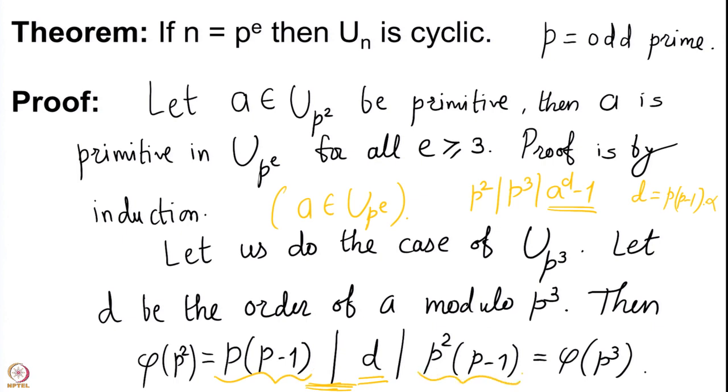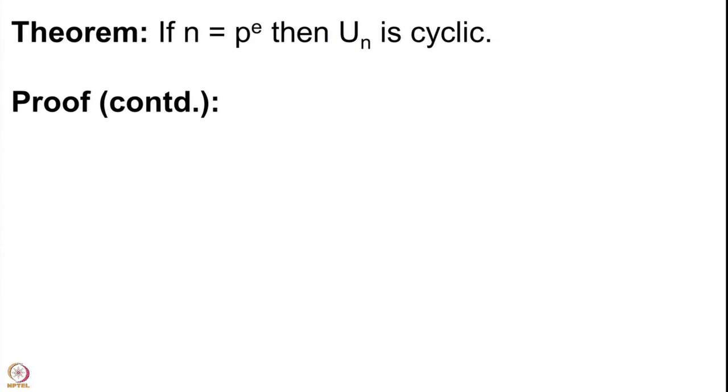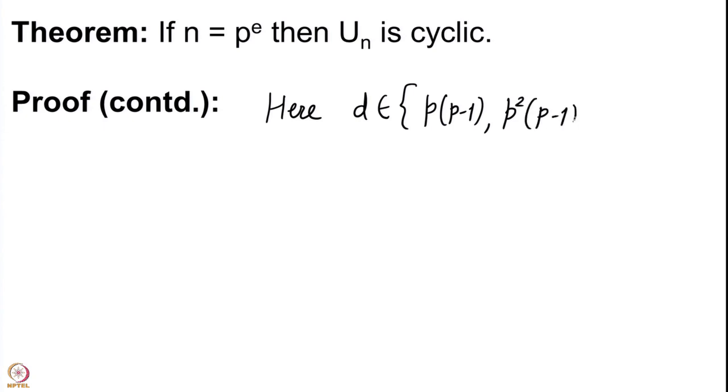There are only two possibilities for D once again, as we have noticed before in the case of U p square. So, here D will belong to the set P into P minus 1 and P square into P minus 1. We want to show that D cannot be this. This is the case that we want to remove.